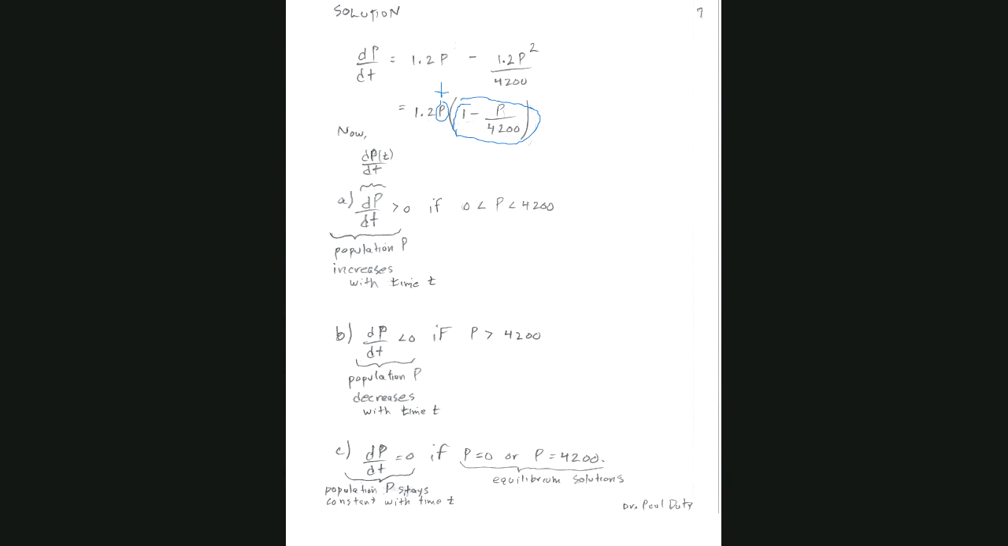And therefore, we get to part B. So the derivative is less than 0 when P is greater than 4,200. So therefore, the population is decreasing with respect to time when P is greater than 4,200. Okay, are there any questions on that?